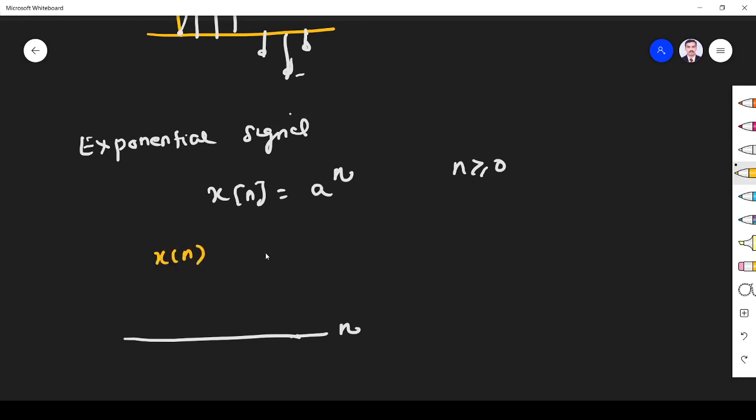We assume initially that a is lying between 0 and 1. For example, a is 1 by 2, 0.5, so 1 by 2 power n. When n is equal to 0, 1 by 2 power 0 is 1. When n is equal to 1, 1 by 2 power 1, it will become half. When n is equal to 2, 1 by 2 power 2, 1 by 4. Like that it will go, this is decaying. So this is a decreasing exponential.